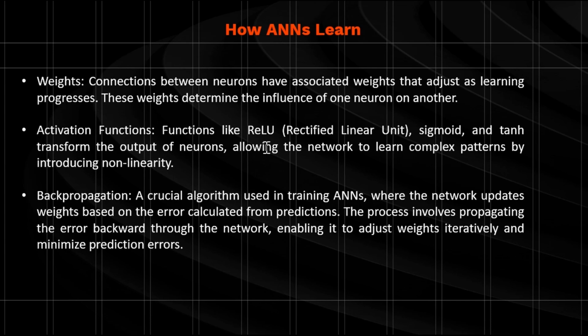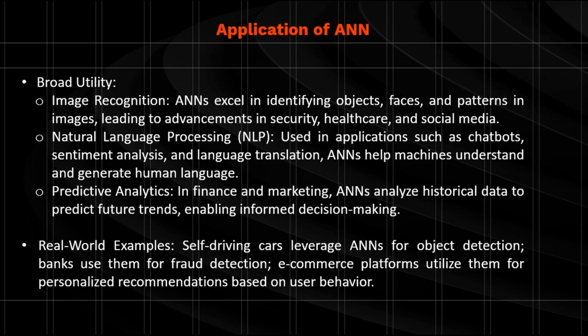Then we have the activation functions like ReLU, sigmoid, and tanh. These functions introduce nonlinearity to the network, allowing it to learn more complex relationships. And finally, we have backpropagation. This is the method where the network takes the error from its predictions and sends it backward through the layers. By doing this, it knows which weights to adjust to improve accuracy. So, backpropagation helps fine-tune the network, making it better with each pass of data. Let's move to the next slide.